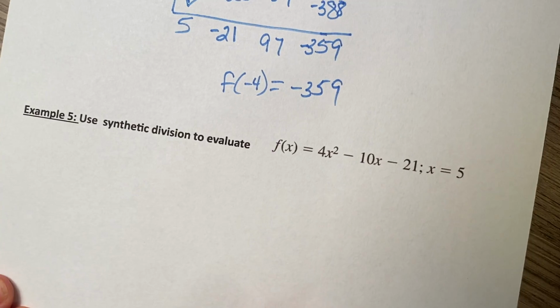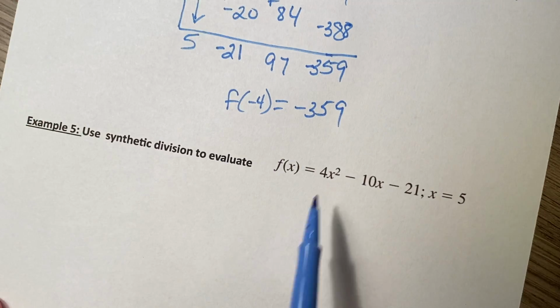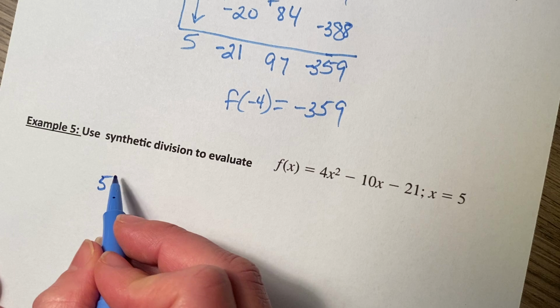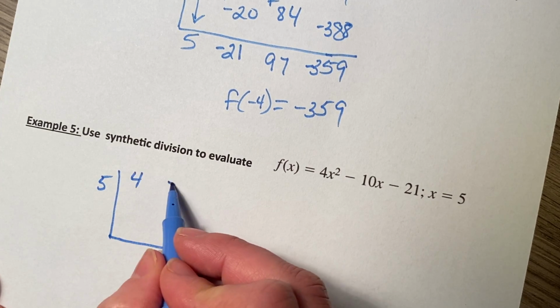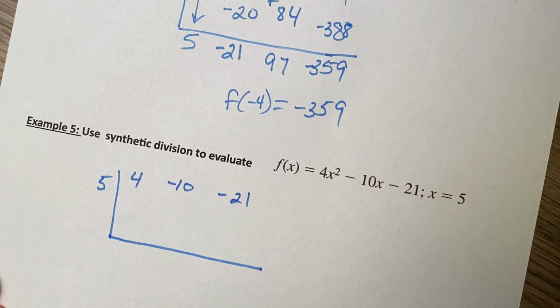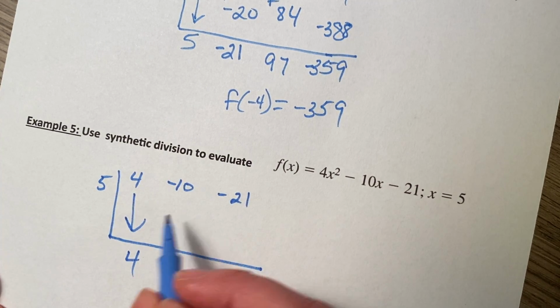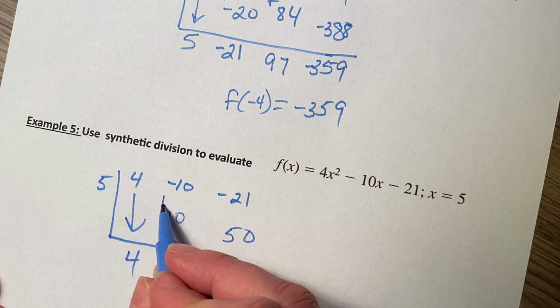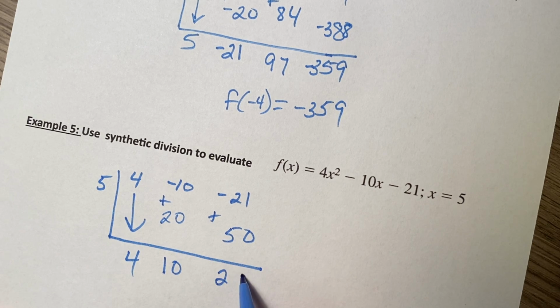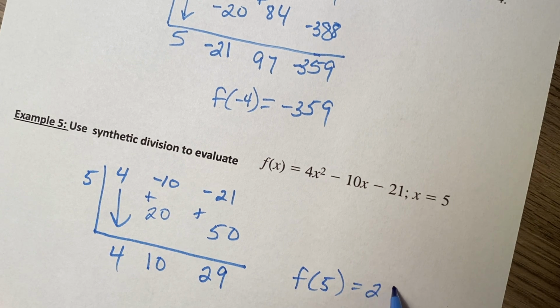So again, for this one, it is telling me we're going to evaluate this function when x is 5. So again, we do not change because it's not in the factored form. Bring down your first term, we multiply. Adding and multiplying. So we know that f of 5 is 29.